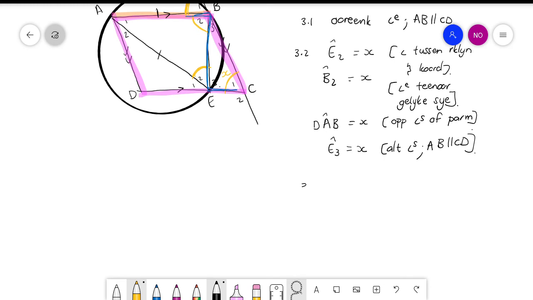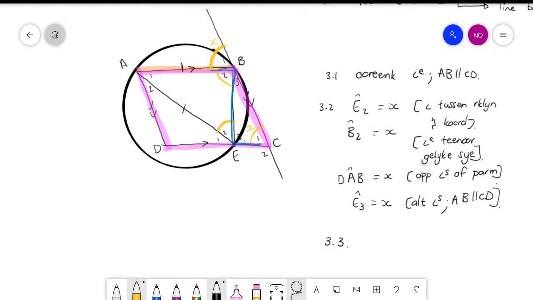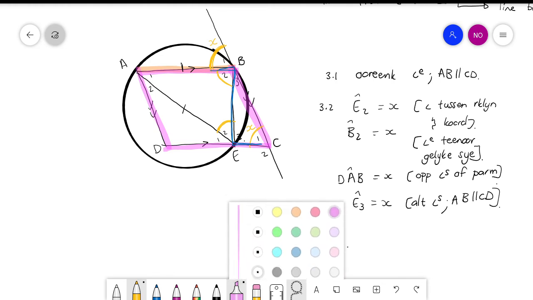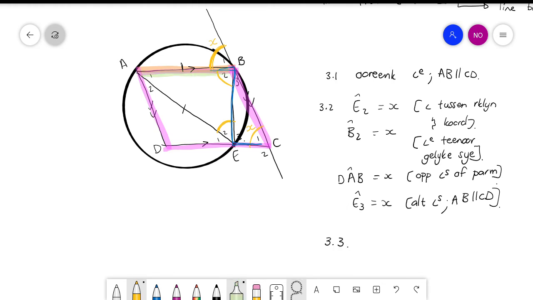Okay, then for 3.3, yeah, 3.3 they ask you to prove that this thing is a cyclic quad. The pink thing is a cyclic quad. Okay, so. Nee, dit is hy wat 'n koorde 4-hoek is, ek jok. Kom ons maak hom groen. Okay, so stem julle saam, ons het nou al bewys dat daai hoek gelyk is aan x, dat daai hoek gelyk is aan x, dat daai hoek gelyk is aan x en dat daai hele hoek gelyk is aan x.